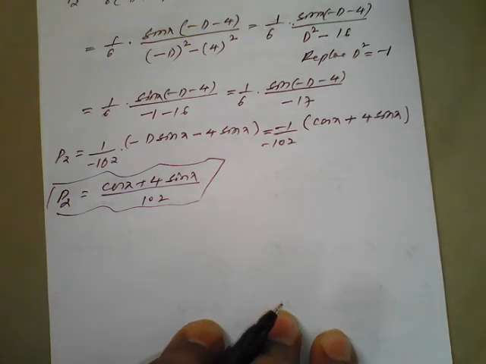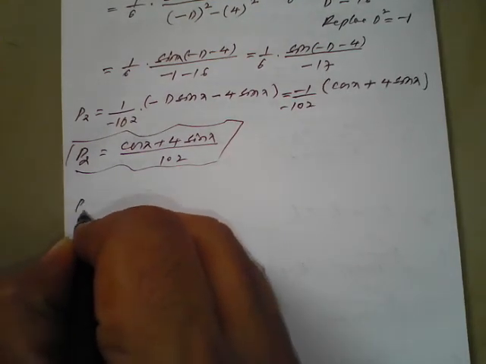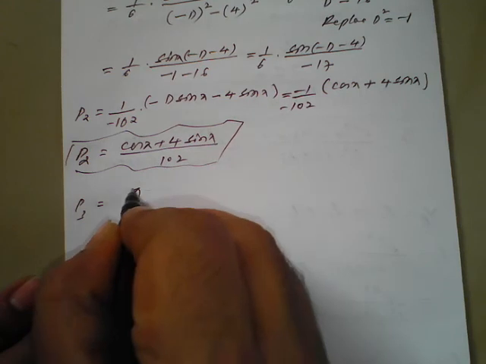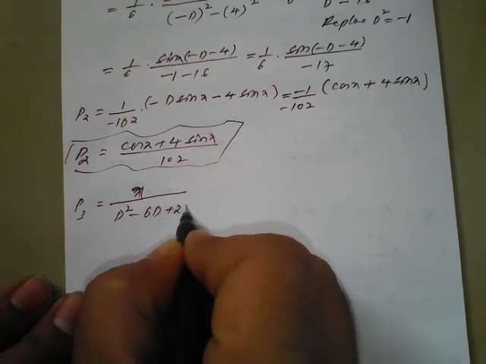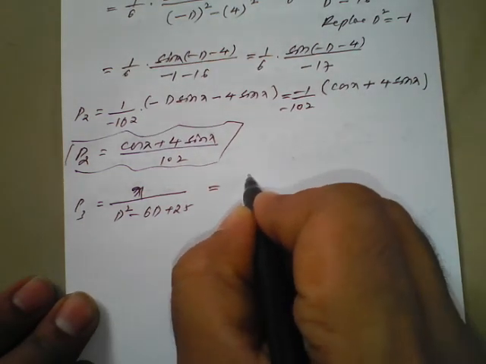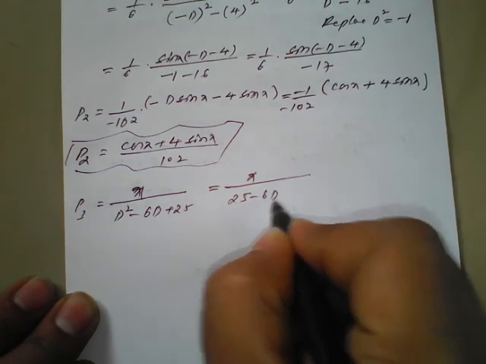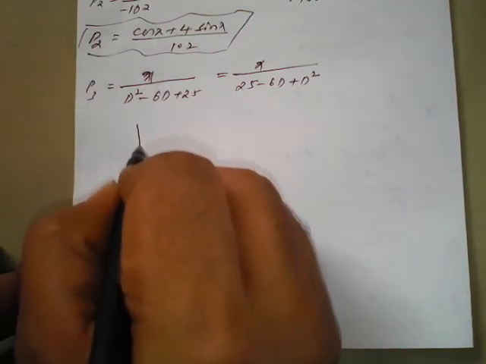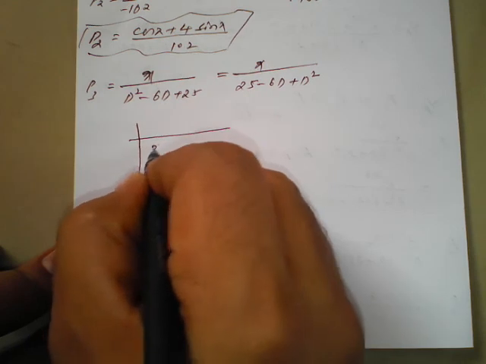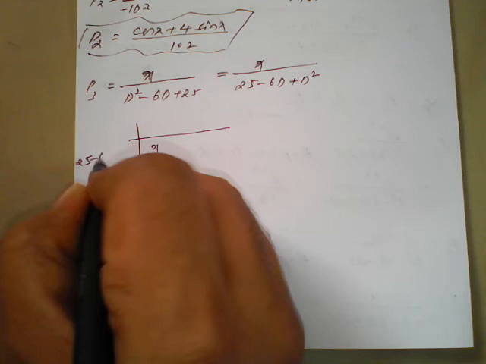Next we need to work out P3. So P3 is nothing but x divided by D squared minus 6D plus 25, which is nothing but x as it is divided by, rearranged, 25 minus 6D plus D squared, which can be rewritten in the form of division, x divided by 25 minus 6D plus D squared.